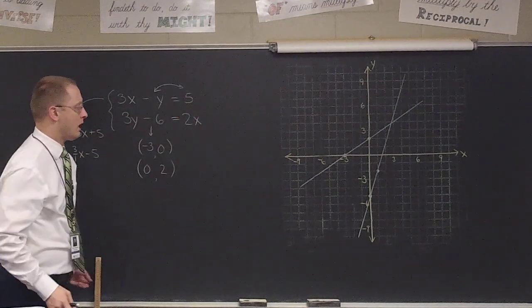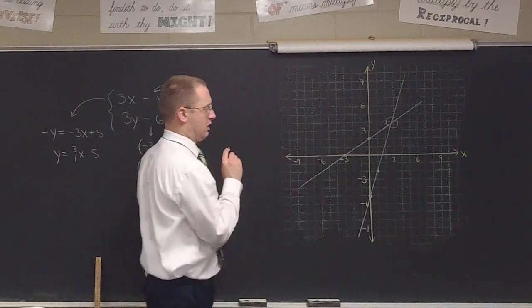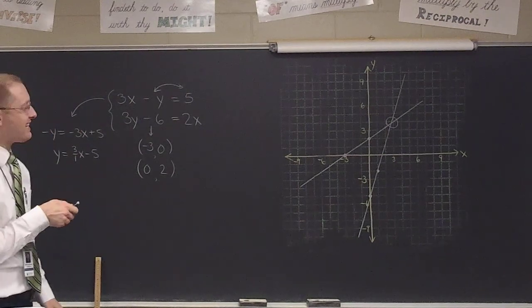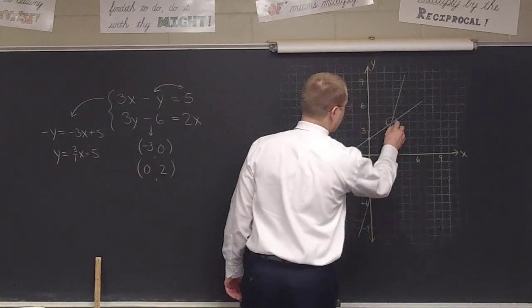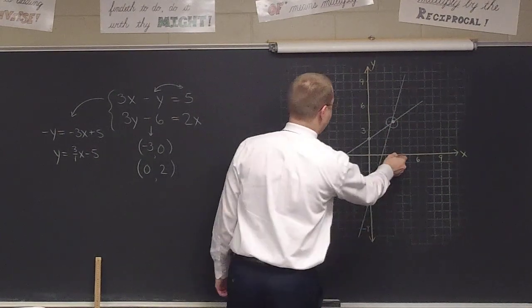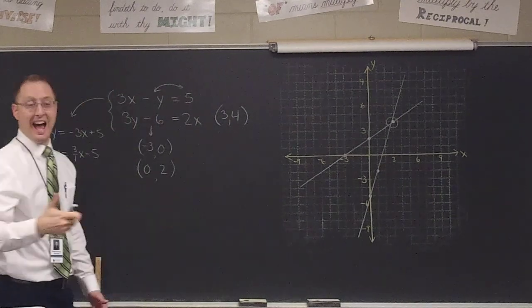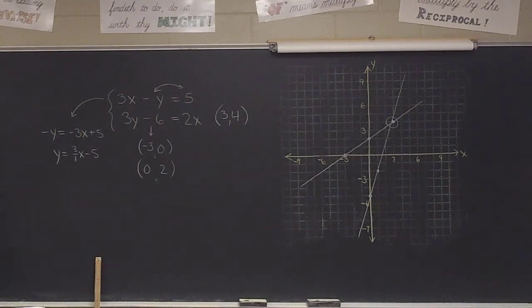My graphs intersected kind of awkwardly here. They didn't intersect right at a point, but my guess is probably they were supposed to intersect right here and they just barely missed. So I'm going to guess 3, 4 is the solution. But how do I know if it's the solution, class? Try plugging it in, right?